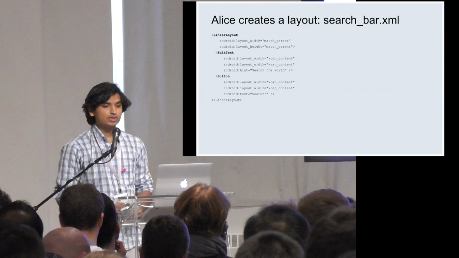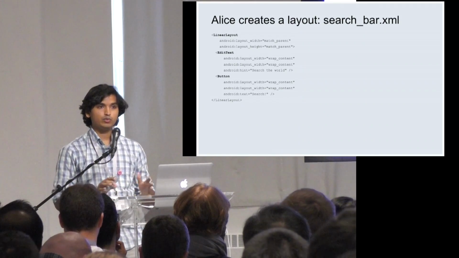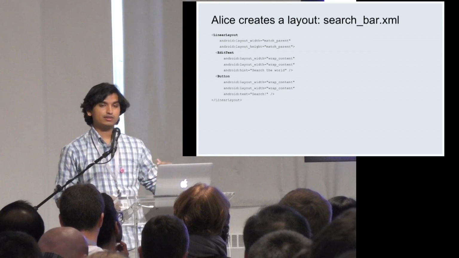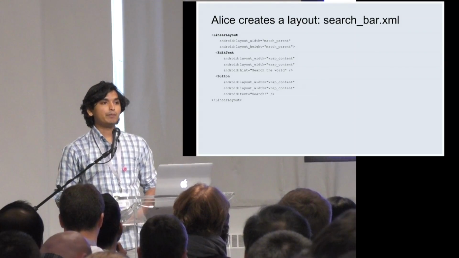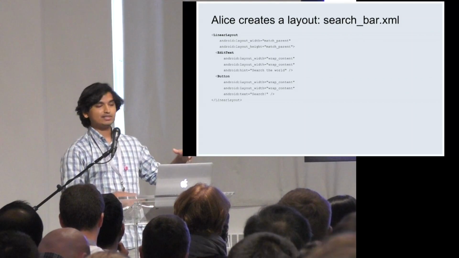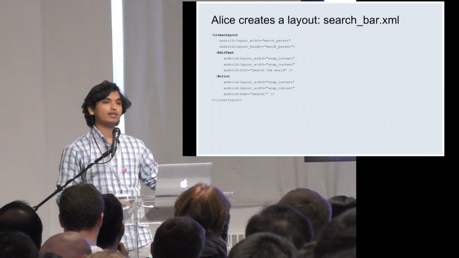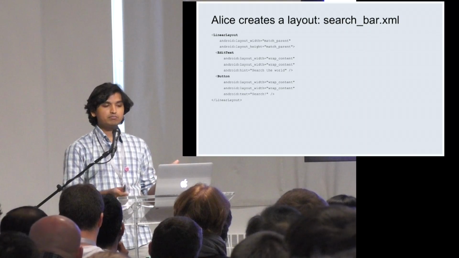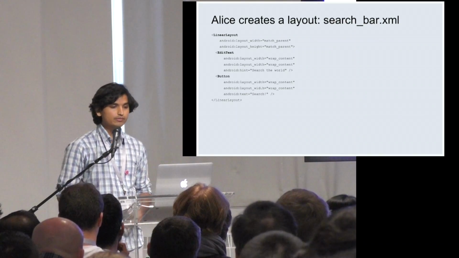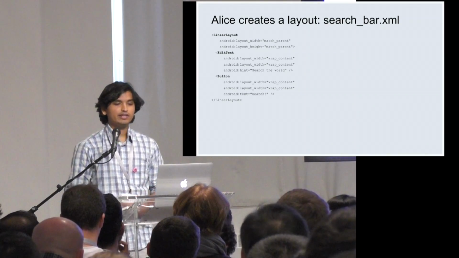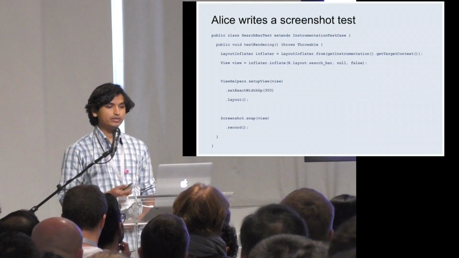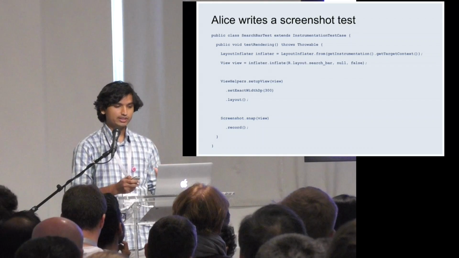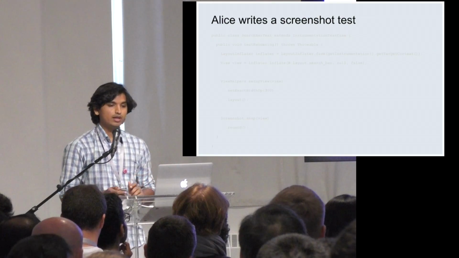Now Alice wants to verify that this layout works as expected. Her alternative is she can plug this into the company's app, but now she has to find an appropriate place to plug it in, build the app, and navigate to where the view is, and that just takes lots of time. So instead, what she does is that she writes a screenshot test. Now, this is all there is to a screenshot test, and I'm going to break this down for you.